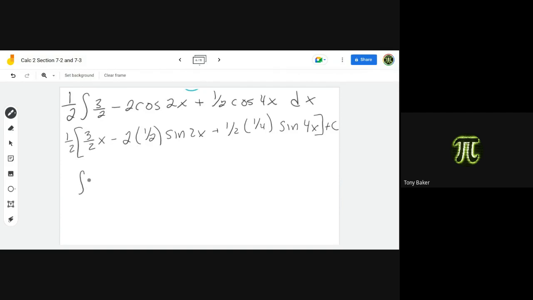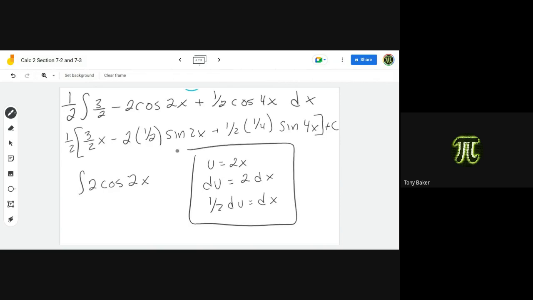So let's just look at the integral of 2 cosine 2x. Okay. I can't do this directly. I have to do u substitution. My u is 2x. My du is 2 dx. So 1/2 du equals dx. Now, in this situation, if I had the 2 there, it would cancel itself out. In this situation, it wouldn't have. So this right here is always going to be true.